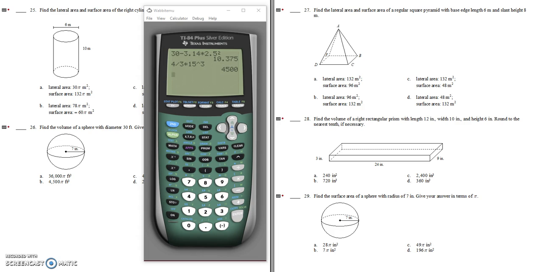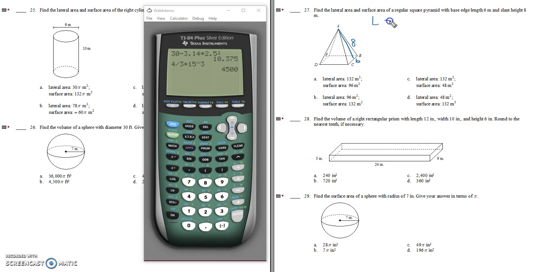Okay, 27. Find the lateral area and surface area of a regular square pyramid with a base edge of length 6 and a slant height of 8. Okay, so here's my 6. It says it's the base edge, and it says my slant height is 8. So coming down the face of that triangle is 8.